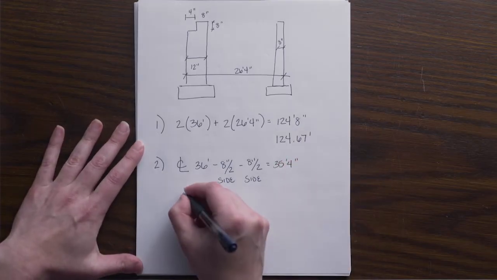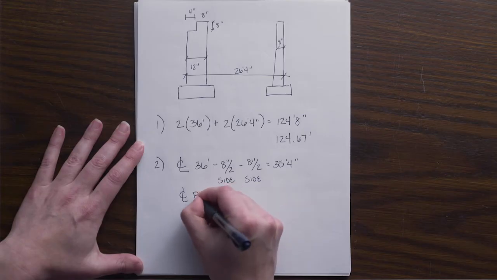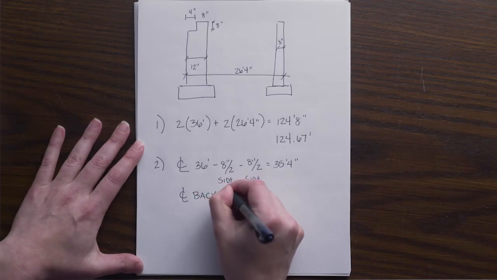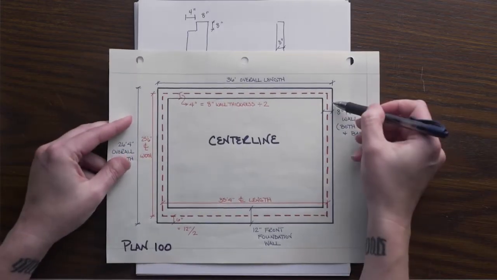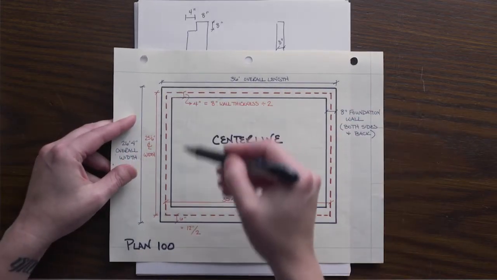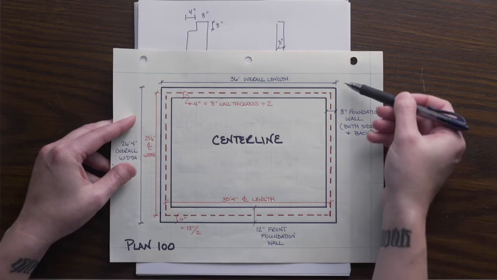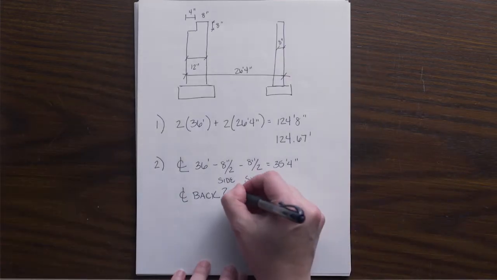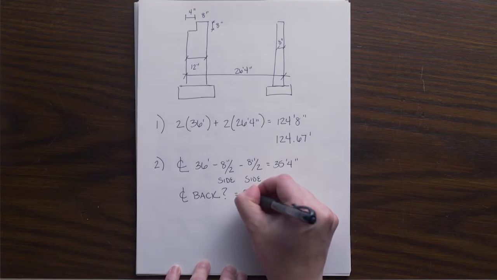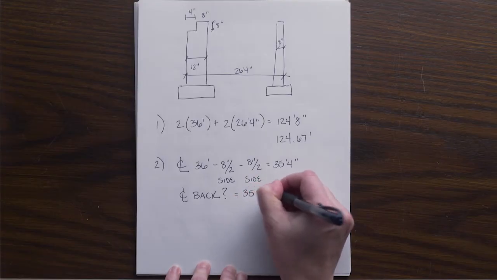What about our back wall? Well, it doesn't matter, because the sides are 8 inches thick at the front and at the back. So our back wall centerline length will actually be the same as our front wall. It does not matter that the front and the back themselves are different thicknesses.